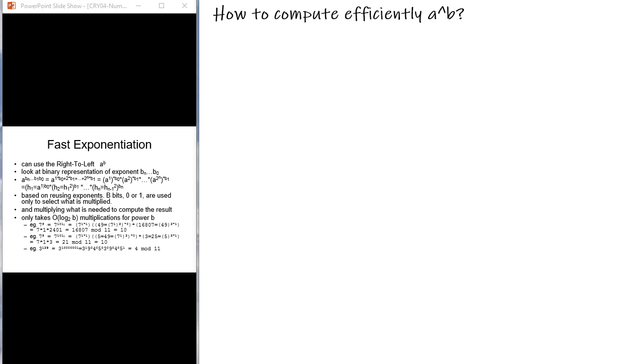At the end of the last lecture, we saw two important questions that are required in order to make number theoretical algorithms useful in cryptography. One is how to compute efficiently exponentiations of the type a at power b.